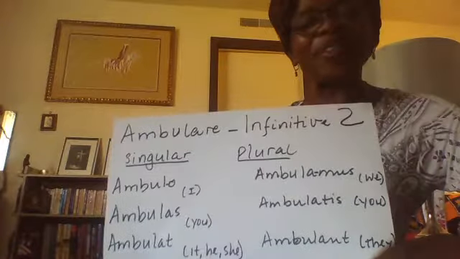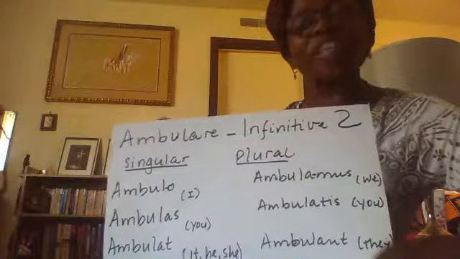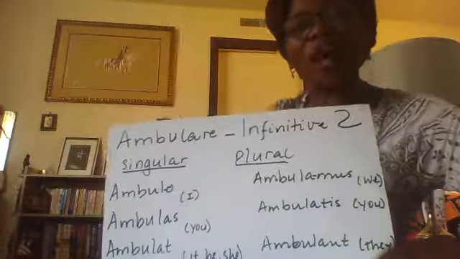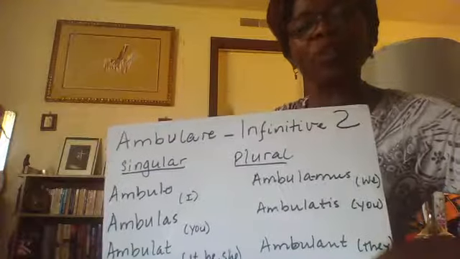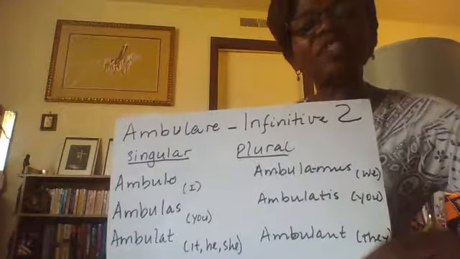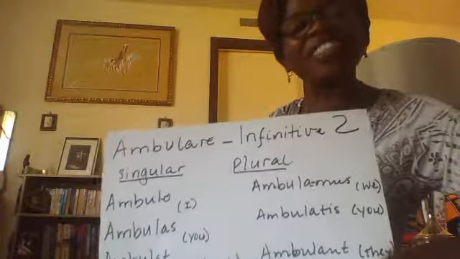For example, ambulo, I am walking. Ambulas, you are walking. You see how it changes from O to AS? That is because now the subject has changed and the verb changes accordingly.